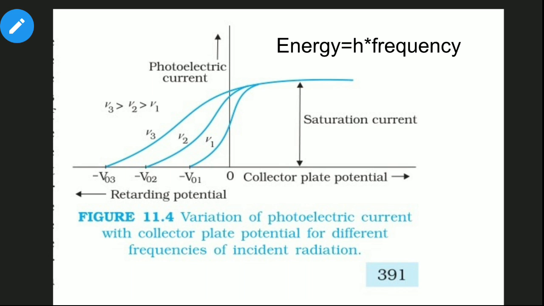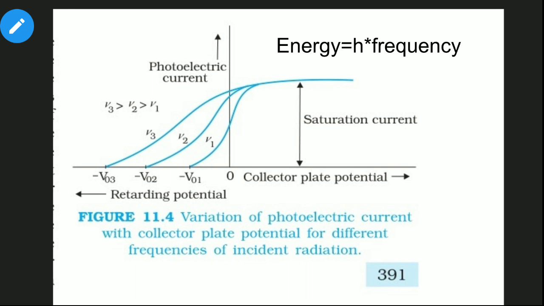ν3 is greater than ν2 is greater than ν1, and the corresponding stopping potentials vary in the same order, which states that V3 is greater than V2 is greater than V1, which implies that greater is the frequency of incident radiation, greater will be the maximum kinetic energy of photoelectrons, and hence greater is the retarding potential required to stop electrons.